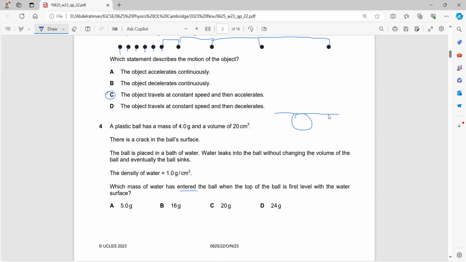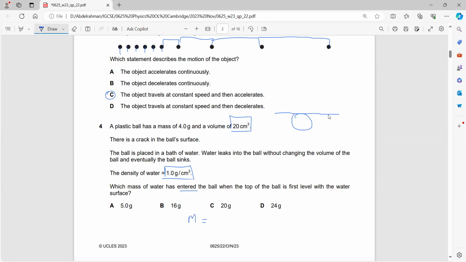So for the ball, it's saying the ball eventually sinks, so we need to find the mass that's going to make the density of the ball just equal to the density of the water. Yes, this is correct. You need the mass when the density of the ball would be just equal to the density of the water. The density of the water is 1 gram per centimeter cubed, and the volume of the ball is 20 centimeters cubed. Can I find the new mass of the ball?